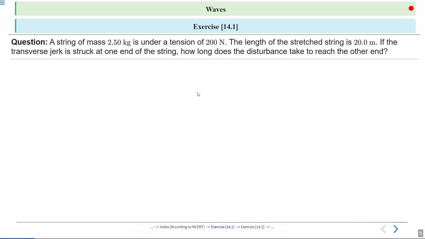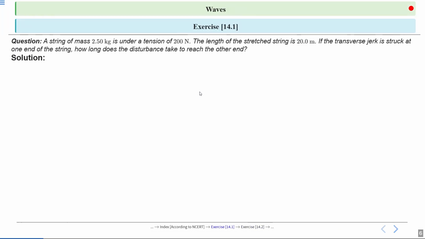A string of mass 2.50 kg is under a tension of 200 Newton. The length of the stretched string is 20 meter. If a transverse jerk is struck at one end of the string, how long does the disturbance take to reach the other end? Let's see the solution.